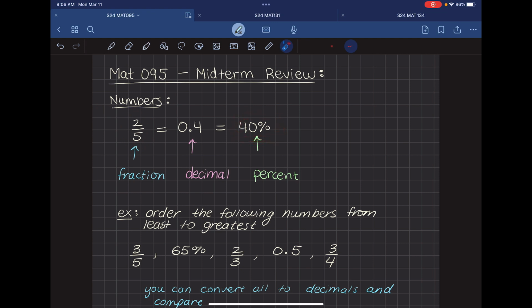So for instance, we have 2/5. If you take 2 divided by 5 in your calculator, you get 0.4, and that is equivalent to 40%.